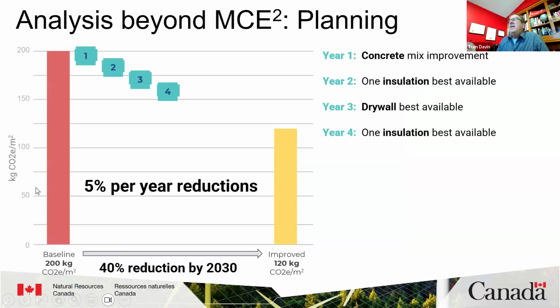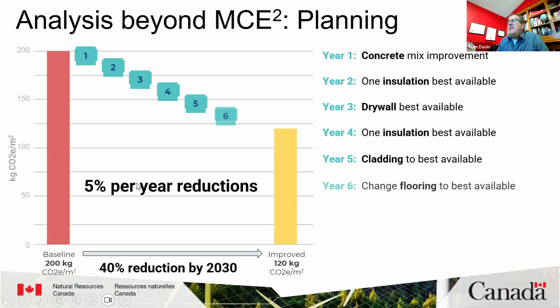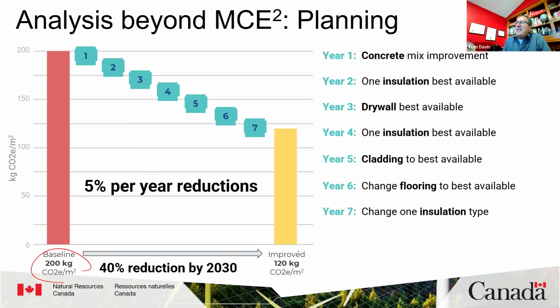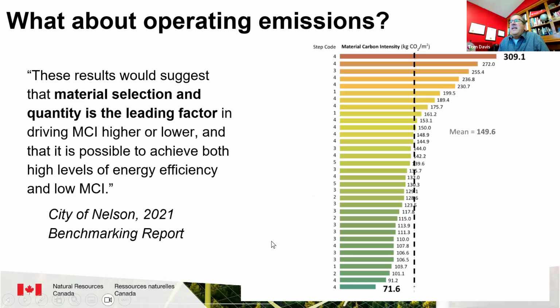Year 4, one insulation, okay? Cladding to best available. Year 5, change the flooring to best available. Change one insulation type. And we go from 200 kilograms per square meter in our baseline to almost a little more than half of that, a 40% reduction, systematically.